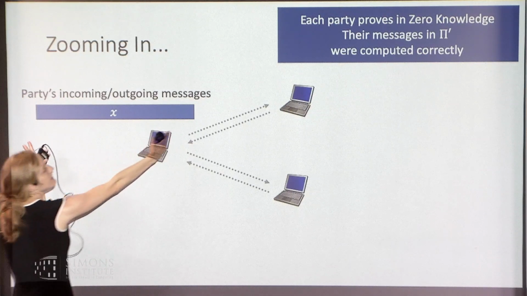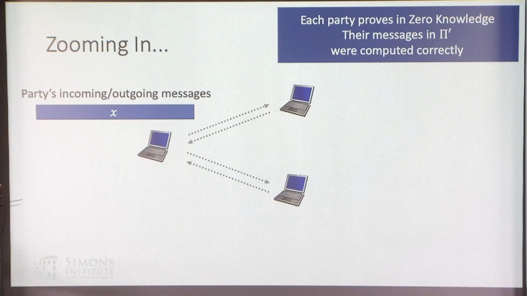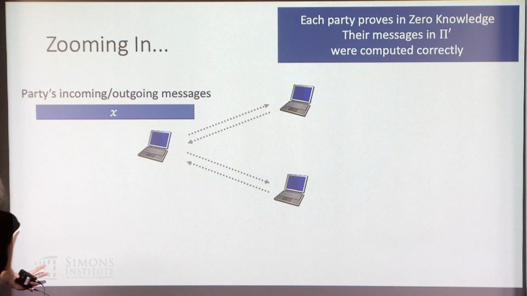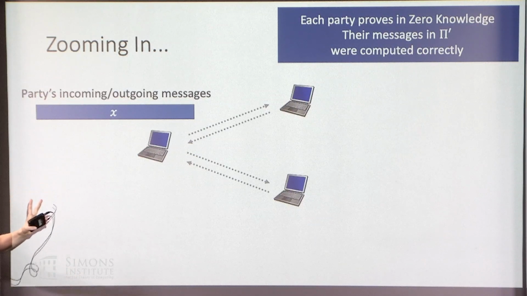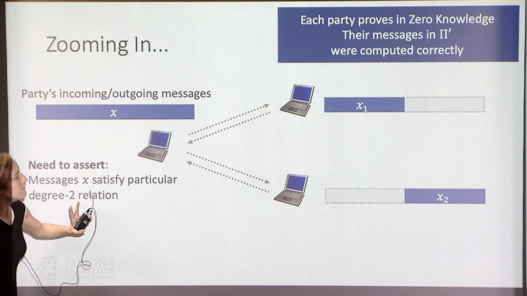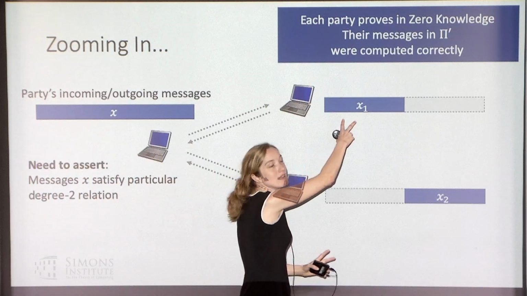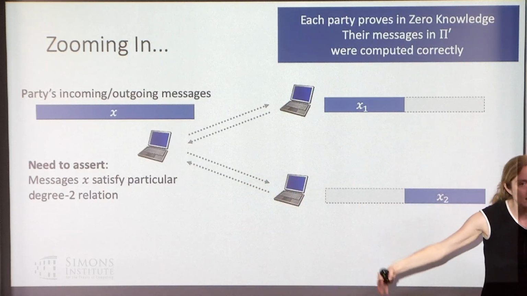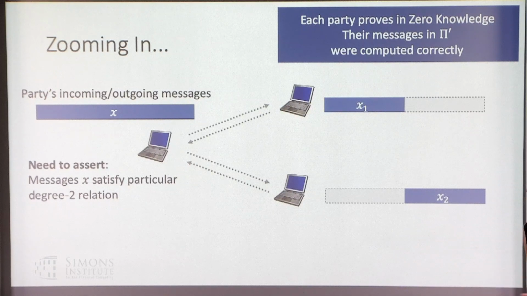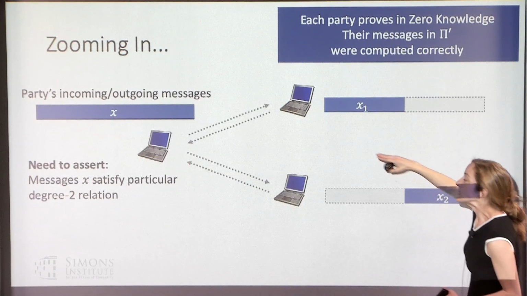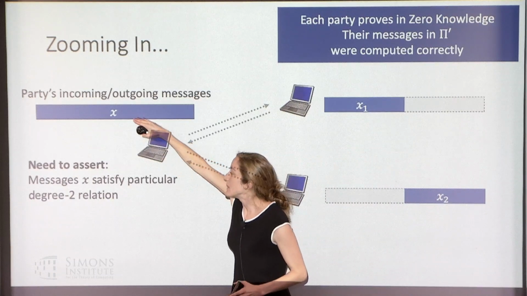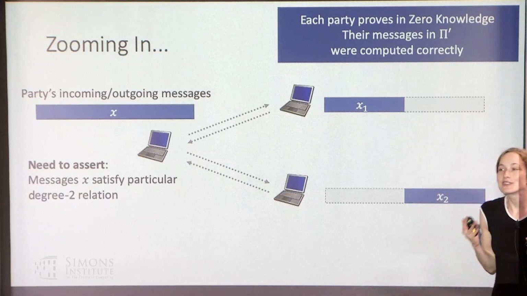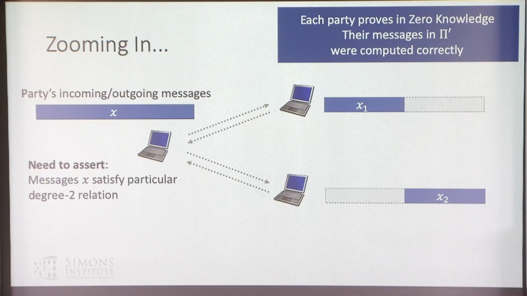Okay, so the statement is just think about appending every single message that I sent out or received in during the protocol. Neither of you two has this statement in full. But each of you, by definition, has a part of the statement, such that if you bring them together, you would have exactly all the messages that were sent in or out during the protocol. And what I need to assert is that this collection of messages satisfies the particular degree 2 relation. Bingo, this is exactly what we have.